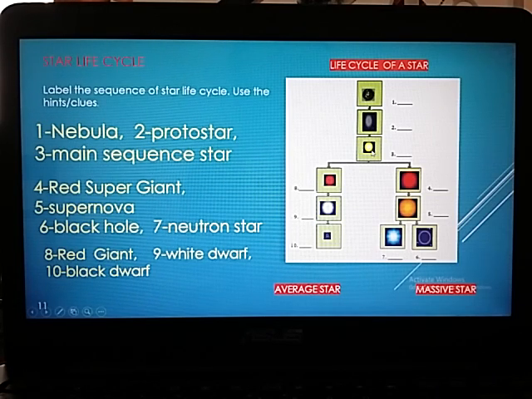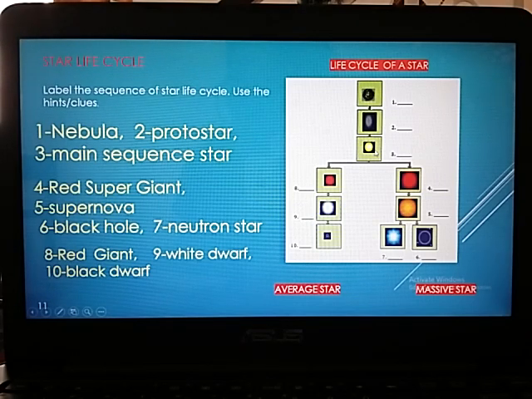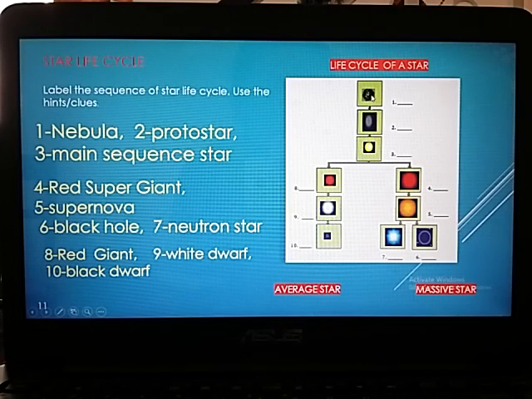pangatlo naman, tinatawag nating main sequence star. It starts when the nuclear fusion occurs at the core. Pag nagkaroon na ng nuclear fusion, tinawag na natin siyang main sequence star. It begins to contract and become stable. Anong nangyayari dito? Hydrogen, all the hydrogen gathered doon sa nebula and the protostar, all the hydrogen is converted to helium, H to He, the main sequence star.